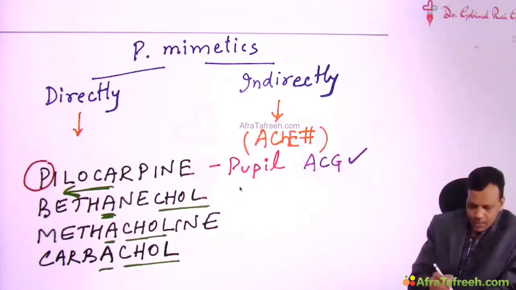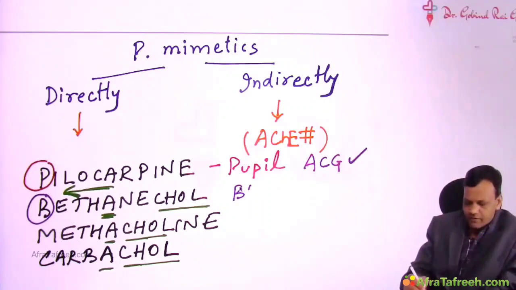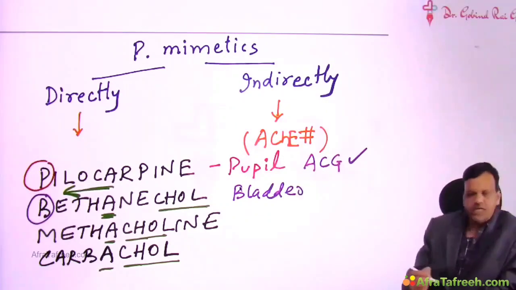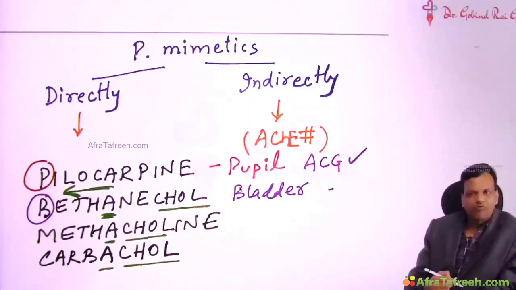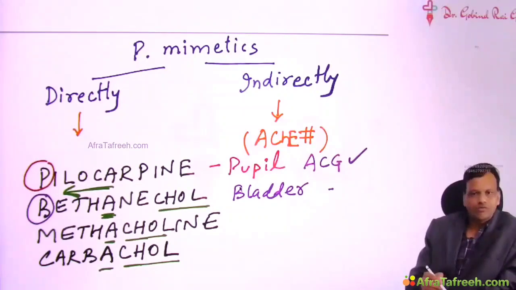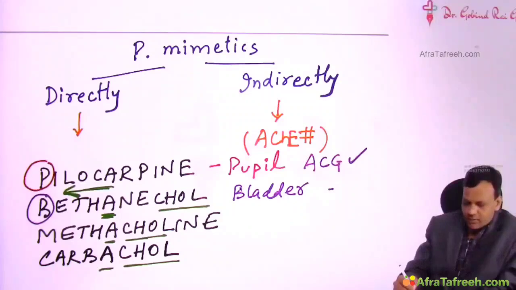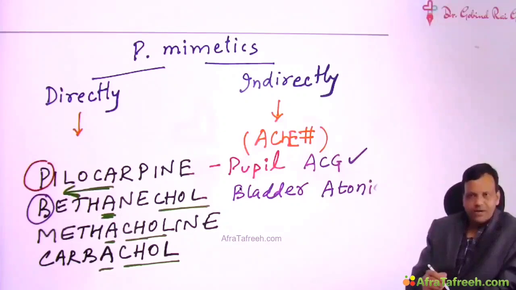Then bethanechol, the name starts with B. B means bladder. Bethanechol mainly works on the bladder. So what will it do to the bladder? It will contract the bladder. And when the bladder contracts, outflow increases. So in which condition will we want to increase the urine outflow? Yes, we use it for atonic bladder. When the bladder has low tone, meaning the bladder is not able to contract, we can give bethanechol. It will contract the bladder, and urine outflow increases.